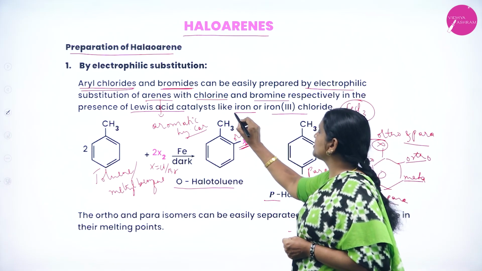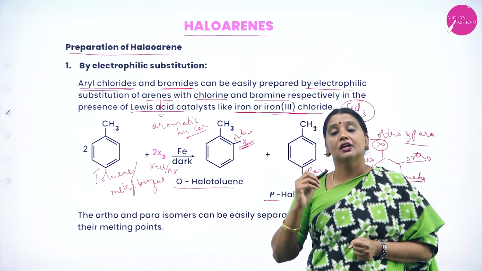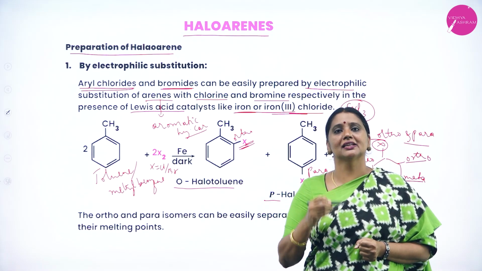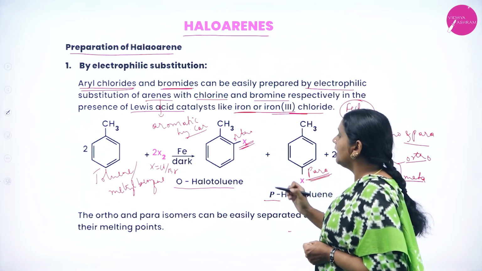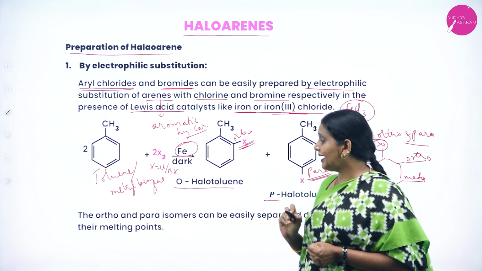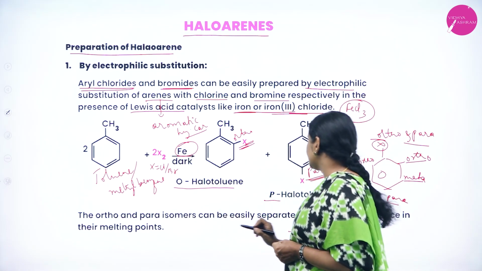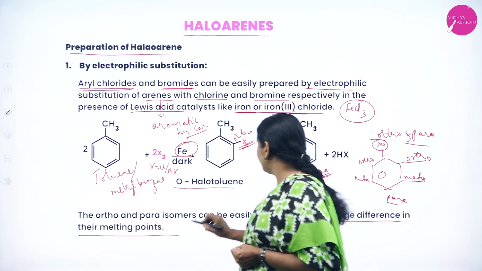What's the catalyst used here? Iron, or iron(III) chloride, or iron(III) bromide. If you use chlorine, you use iron(III) chloride. If you use bromine, use iron(III) bromide, or iron as a catalyst. You will get a mixture of ortho and para isomers. Ortho and para isomers are easily separated due to a large difference in their melting points.